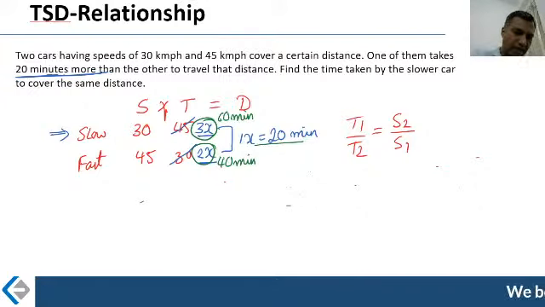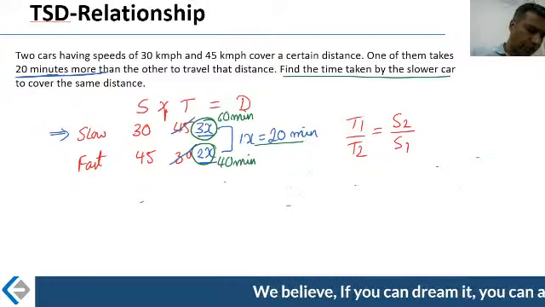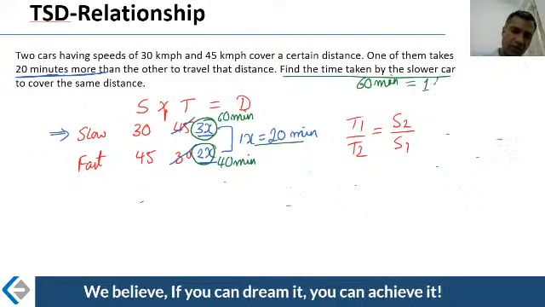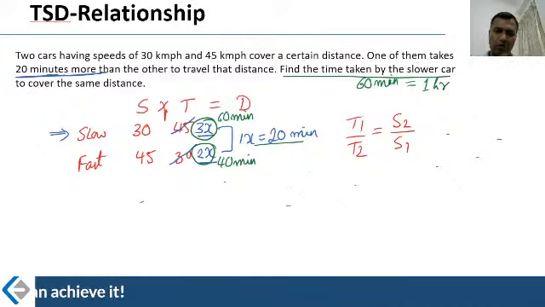Okay, first question: find the time taken by the slower car to cover the same distance. We got the answer. What is the time taken by the slower car? 60 minutes or 1 hour, whichever way the answer option is represented. If it is in terms of minutes, 60 minutes. If it is in terms of hours, you would say it is equal to 1 hour. Pretty simple one.